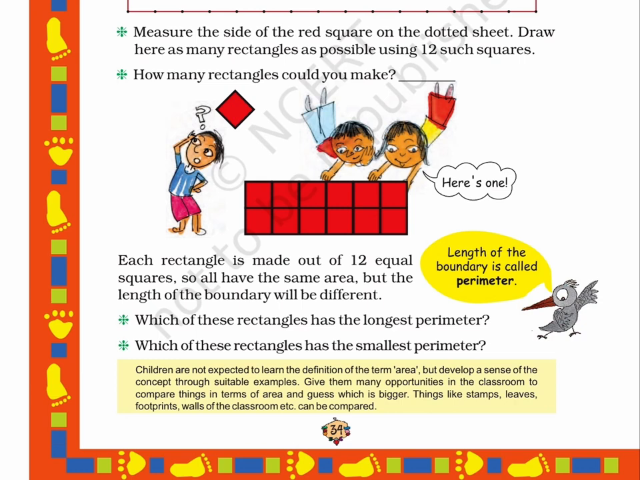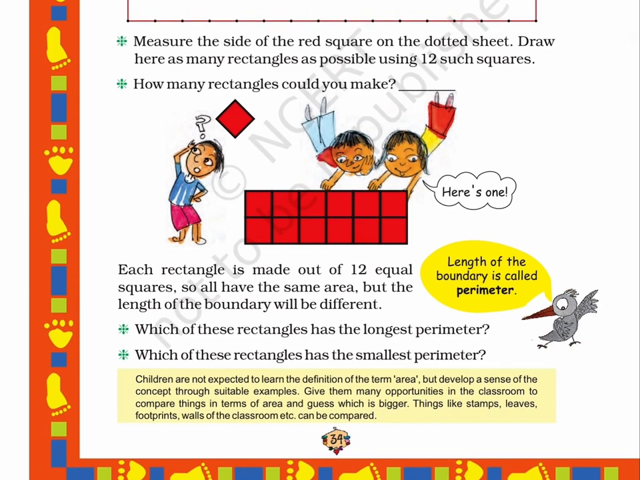On the right side towards the bottom of the page, we see the picture of a bird. The bird is telling us length of the boundary is called perimeter. Questions. Which of these rectangles has the longest perimeter? Which of these rectangles has the smallest perimeter?